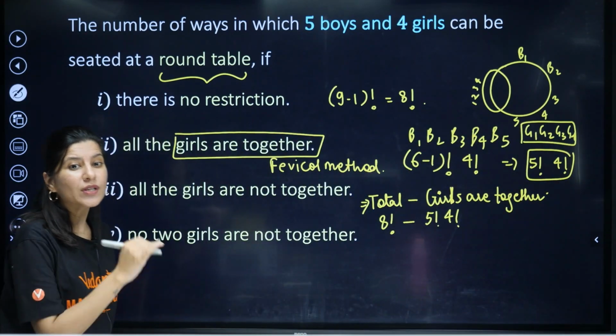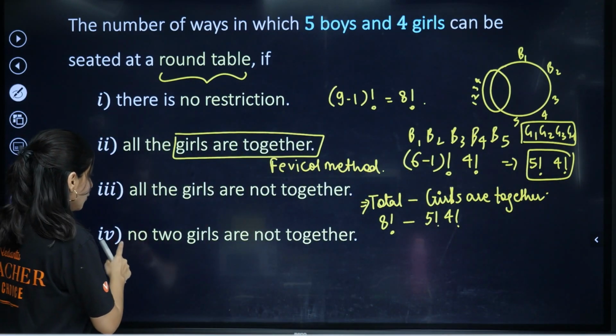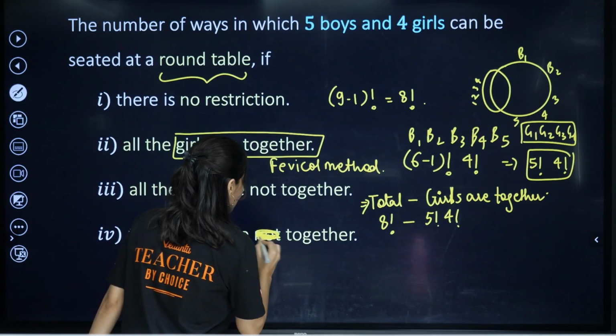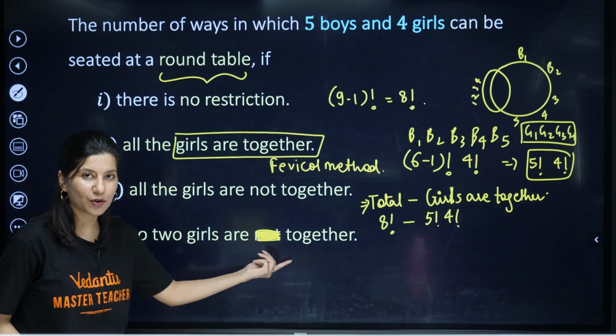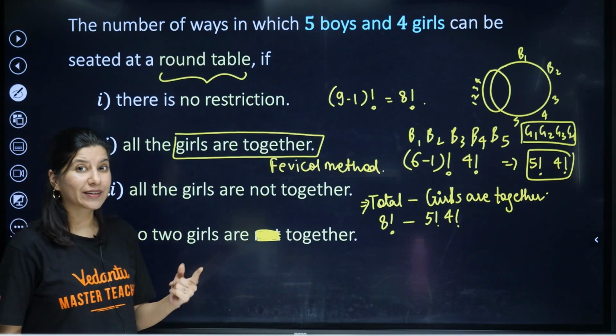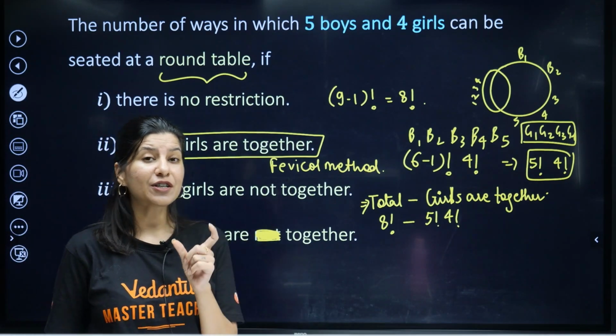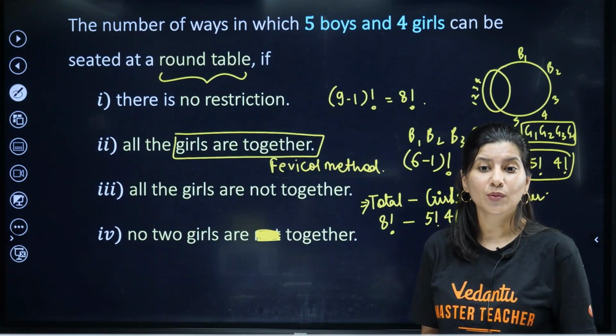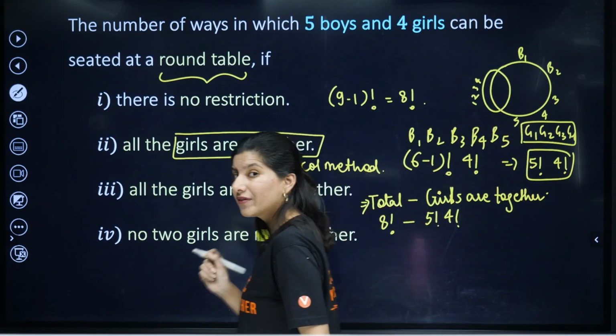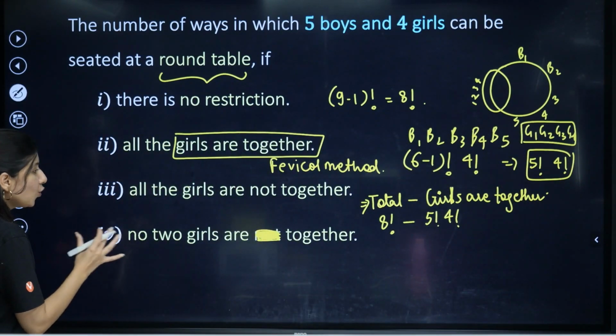Okay. No two girls are together. Sorry, no two girls are together. Not kizar, there is no need for not. No two girls are together. Now remember, whenever you understand this, no two girls are together, just go back and watch in part number 1.